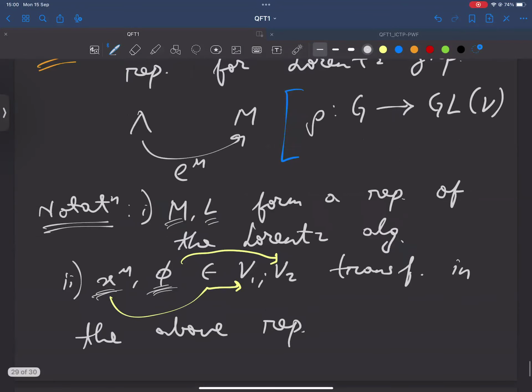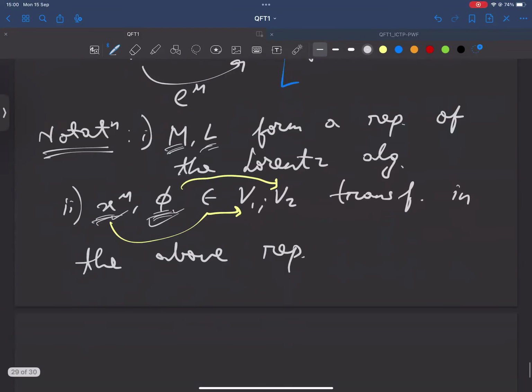So the correct thing to say is these coordinates and these functions actually live in the vector space here, and these M and L are representations. But sometimes people colloquially say that the fields, they transform, they themselves furnish a representation of things like this. Okay, so I just wanted to make that clear.